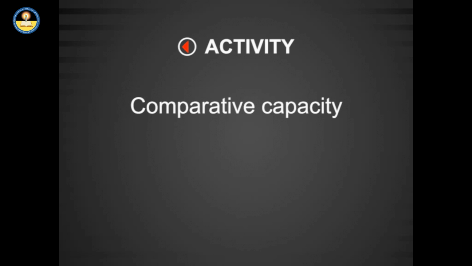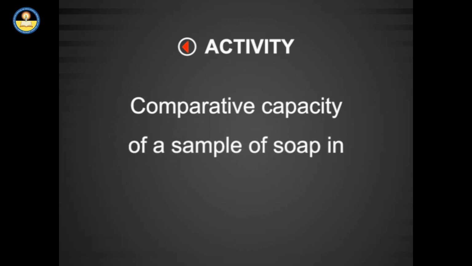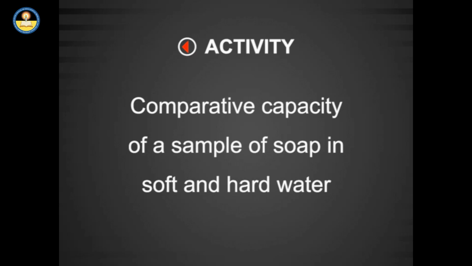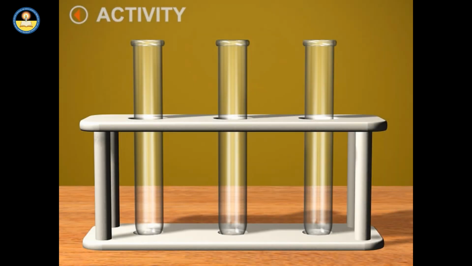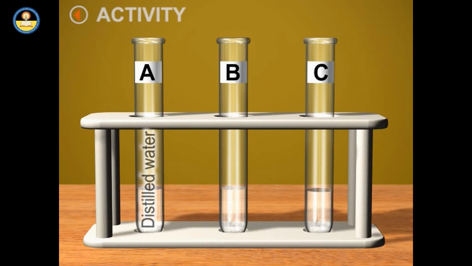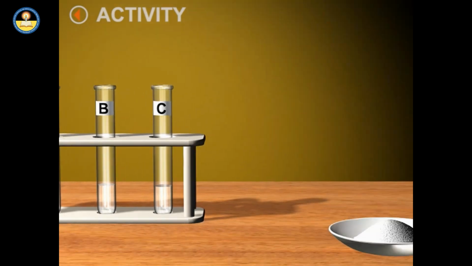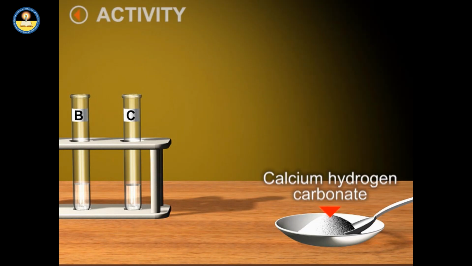Let us compare the cleaning capacity of a sample of soap in soft and hard water. For this, we take 3 glass test tubes in a test tube stand and label them as A, B and C. We take 10 ml of distilled water in tube A and same volume of well water or tap water, that is hard water, in tube B. In tube C, also take 10 ml of distilled water and to this add 1 gram of calcium hydrogen carbonate.